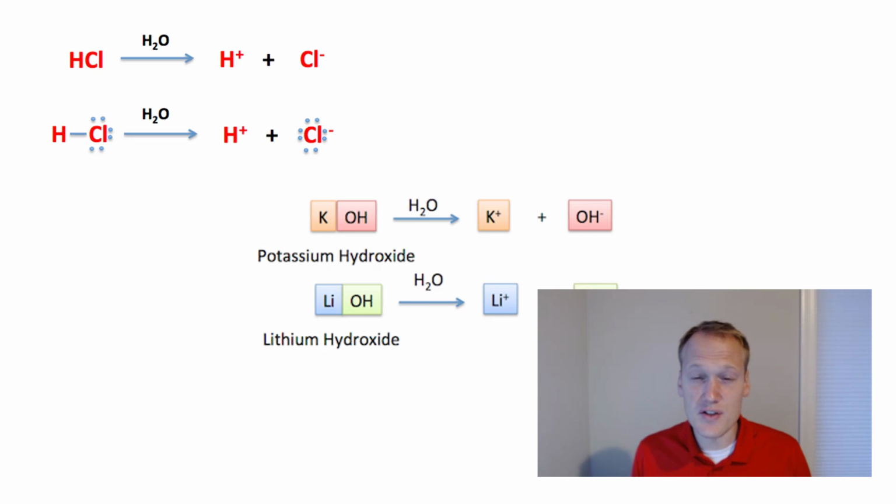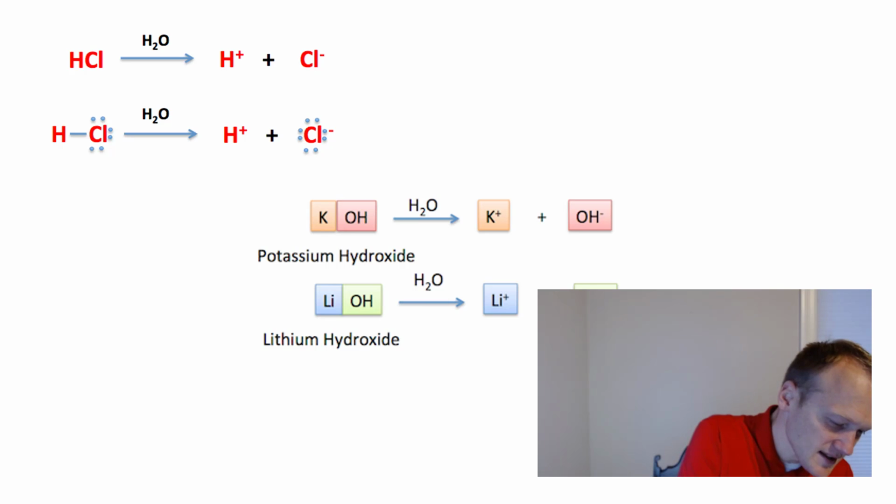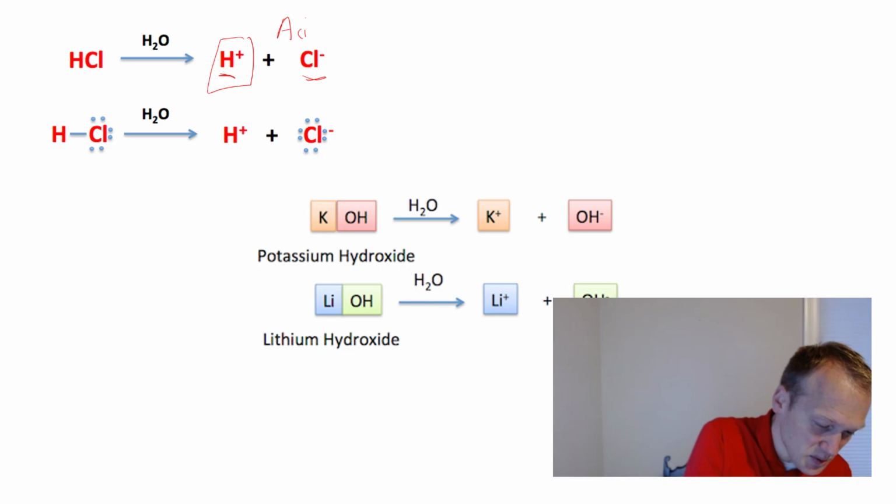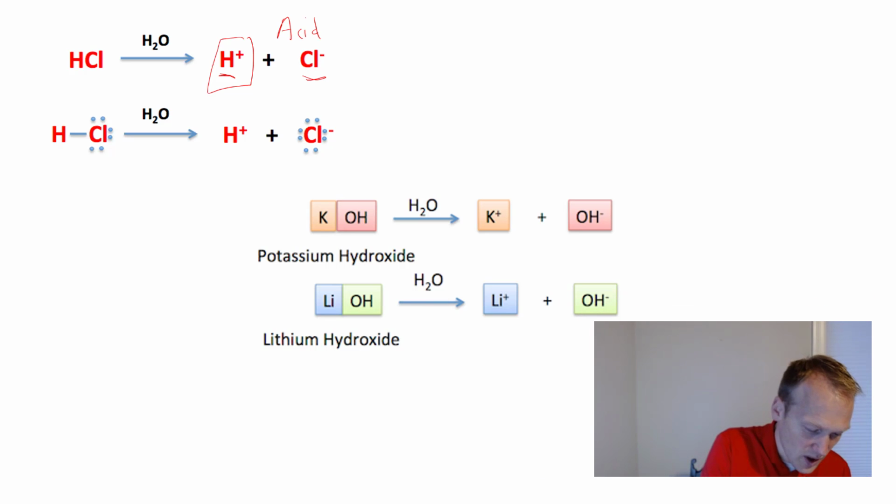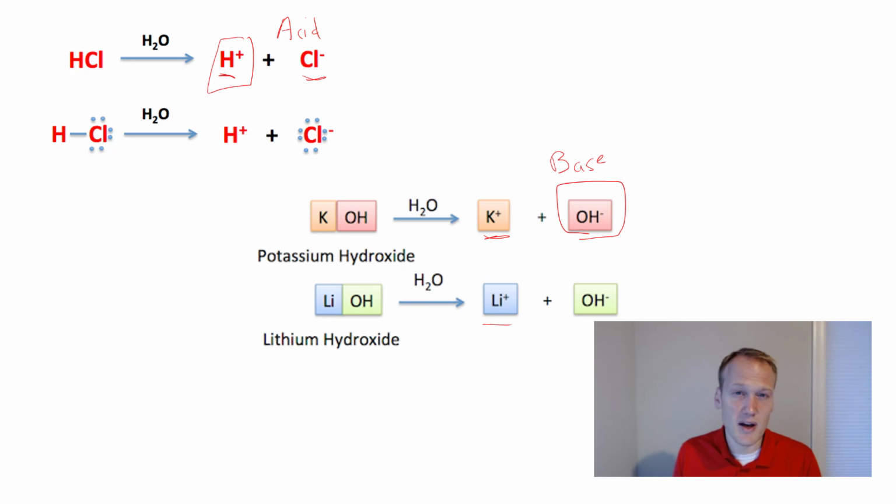What you have here is equations showing the dissociation of the different acids when you put them in water. So hydrochloric acid is going to break apart into H+ and Cl-. This H+ right here is what makes this an acid. It's producing an H+ ion. KOH and LiOH, they're going to break apart into their cation and anion, and their anions are OH-. This is what makes this a base. Anytime you see an ionic compound with an H+ cation, that's an acid. OH- anion, that's a base.